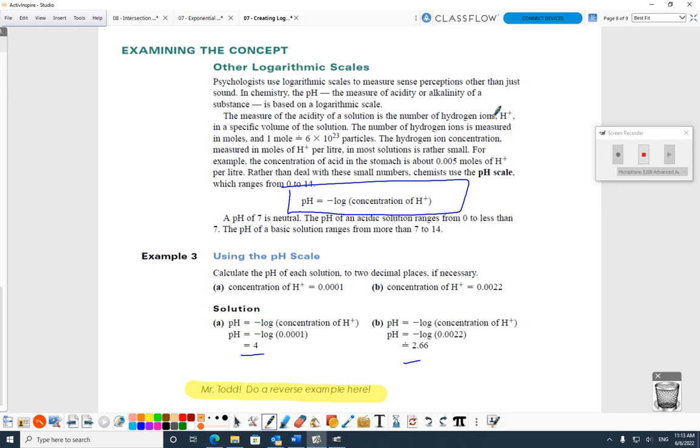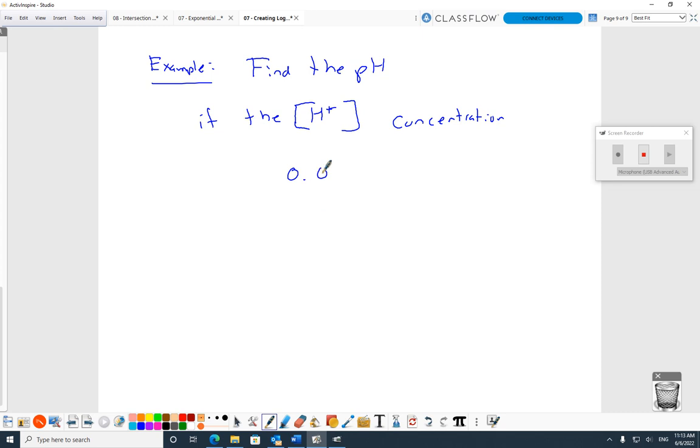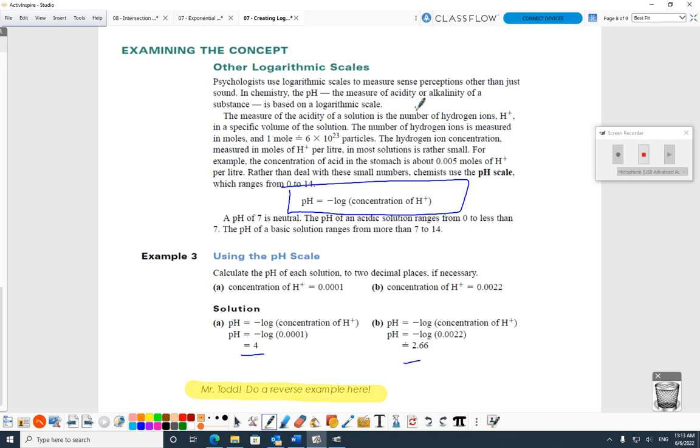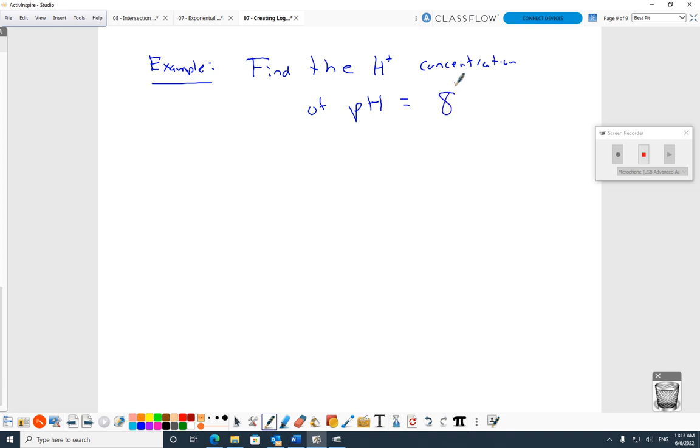Well, they already did 0.001. I'll do 0.0015. So pH is negative log. Oh no, I want to do it the other way. Oh, the whole point was to do a reverse example. Oh, I'm so sorry if you copied that down. The whole point was to do a reverse example. Find the H plus concentration of pH equal to 8. I'm going to do a massive difference in pH.